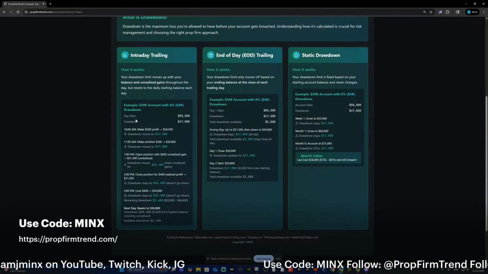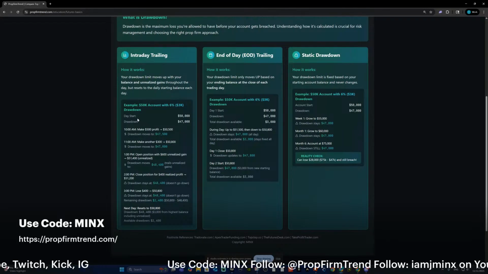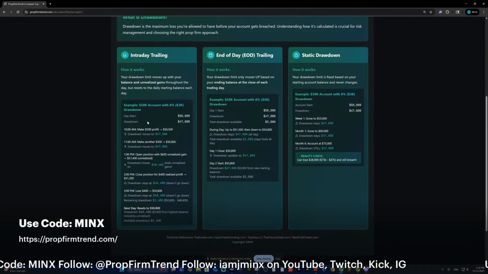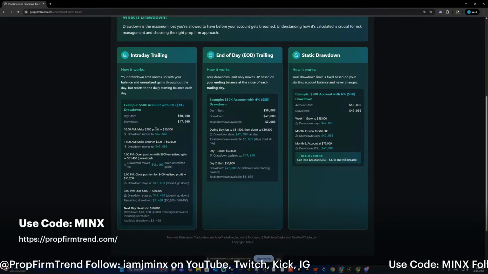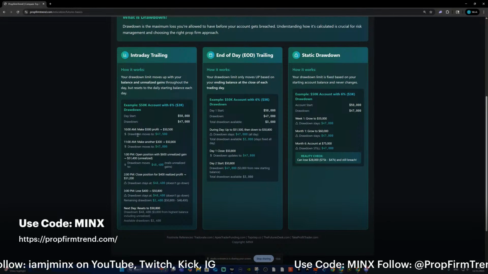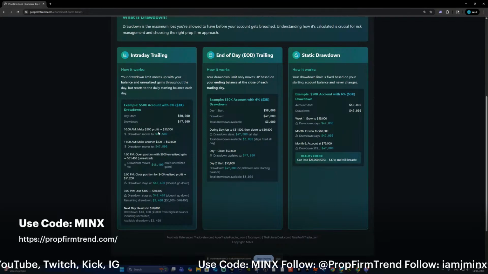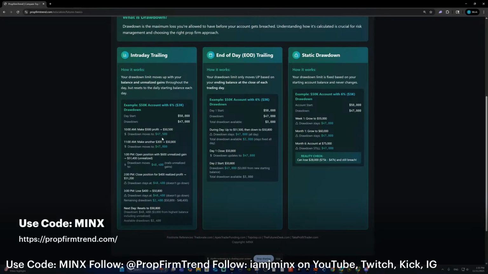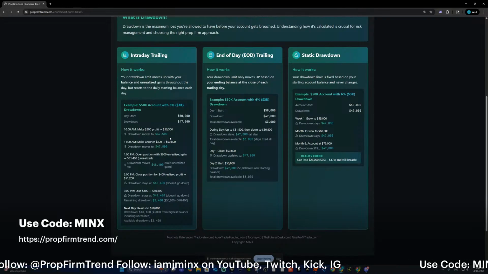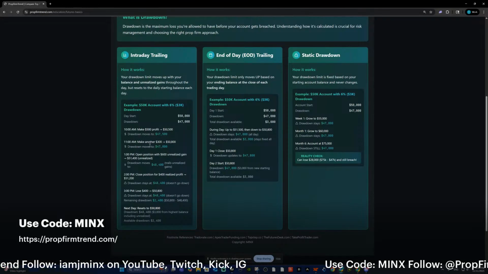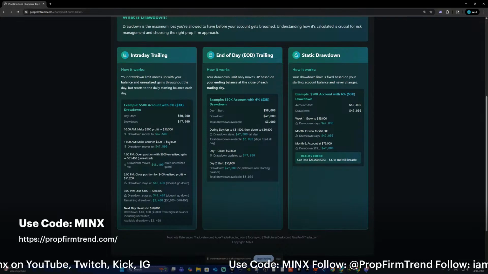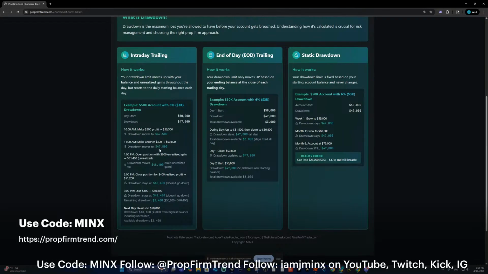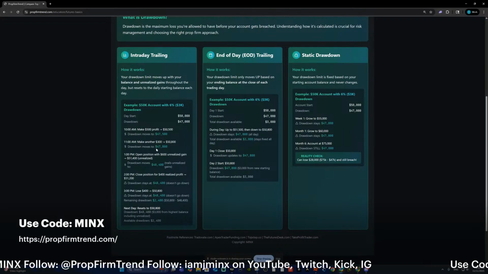Let's say you have a 50K account with a 6% drawdown. You start your day at 50,000. Your drawdown is at 47,000. At 10 a.m., you make $500 profit, which is 50,500. Your drawdown moves to 47,500. And at 11 a.m., you make another $300, so you're at 50,800. Now your drawdown moves to 47,800, which is the $3,000 behind that balance.